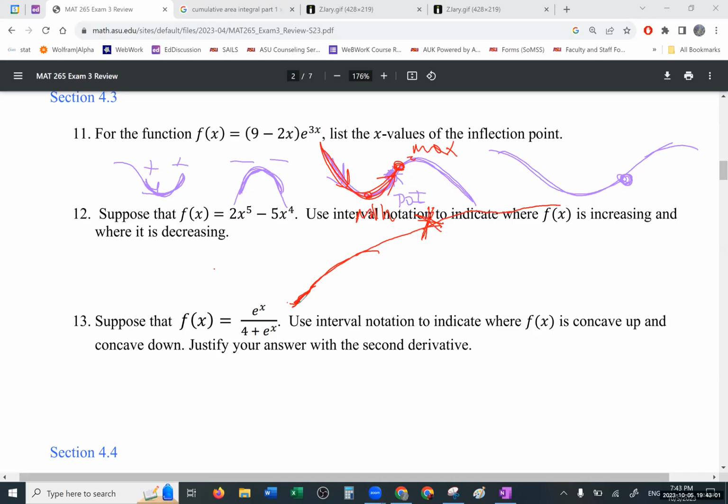So that's a very good example of concavity. Something is increasing a lot and then slows down the increase. That's concave down. It's increasing with decreasing speed at some point.